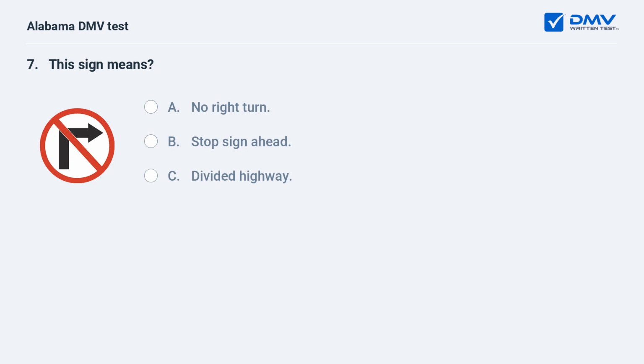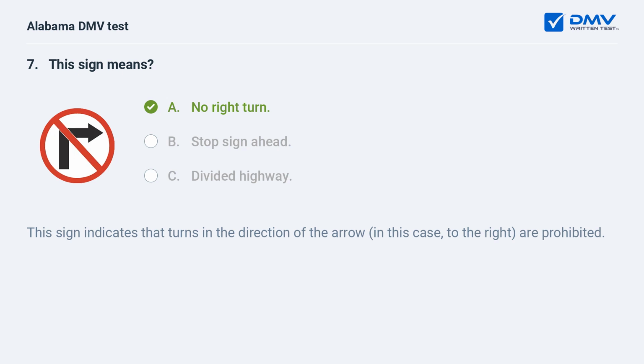This sign means A. No right turn. B. Stop sign ahead. C. Divided highway. A. No right turn. This sign indicates that turns in the direction of the arrow, in this case to the right, are prohibited.